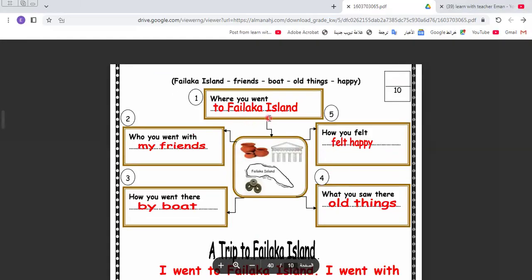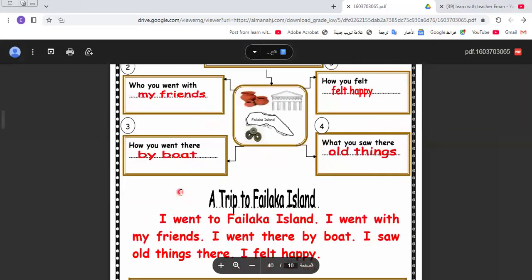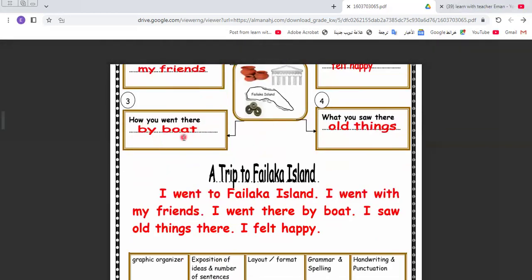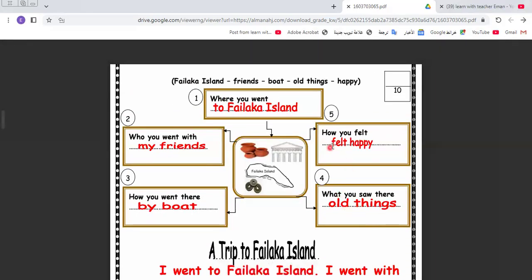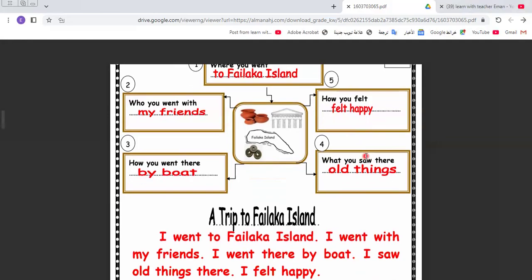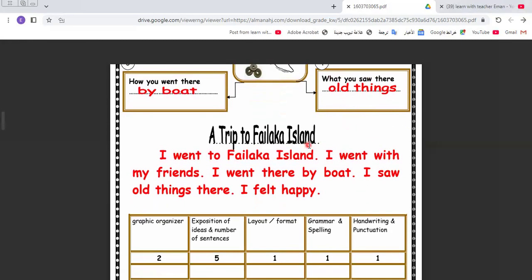Let's go to another one here, Failaka Island. Friends, boat, all things, happy. Here we talk about the place: Failaka Island. Who did you go with? I asked about the person that went with you. My friends. How did you go there? By boat. What did you see there? All things. How did you feel? Here I asked about feelings. I felt happy.